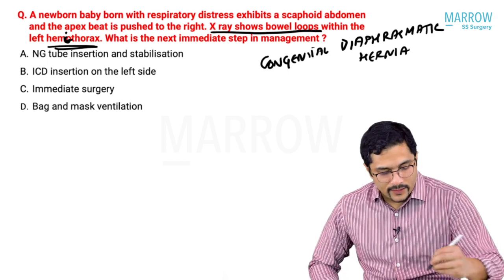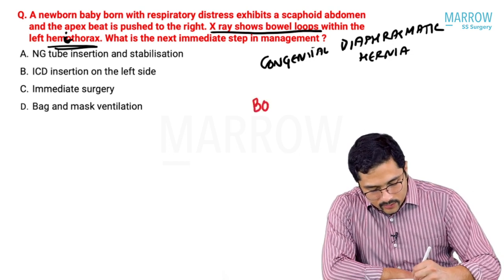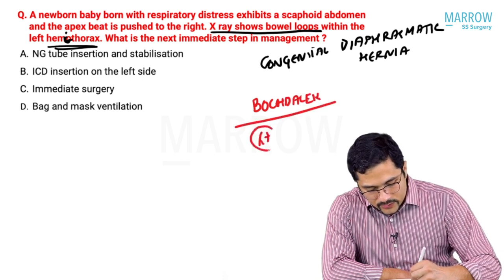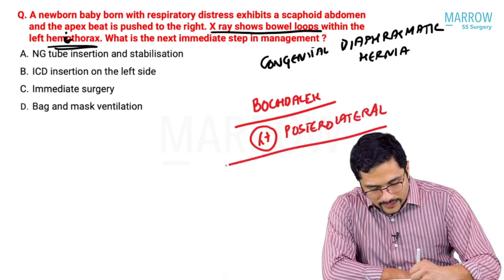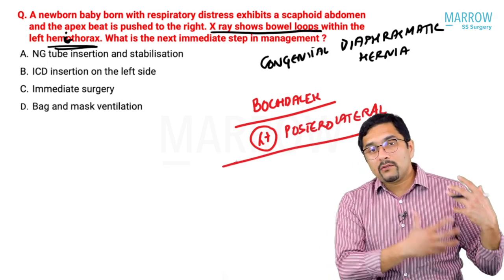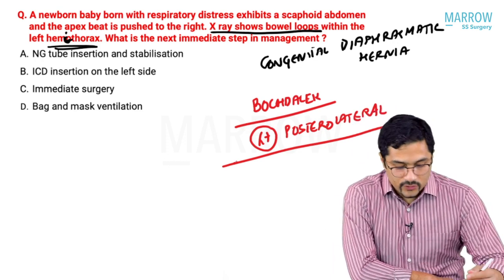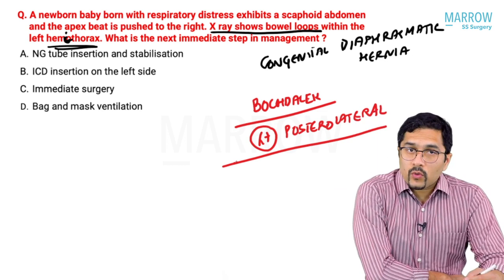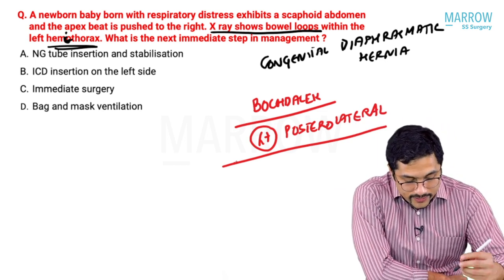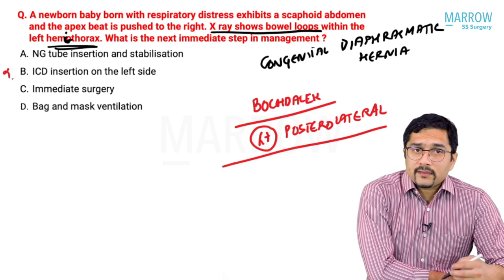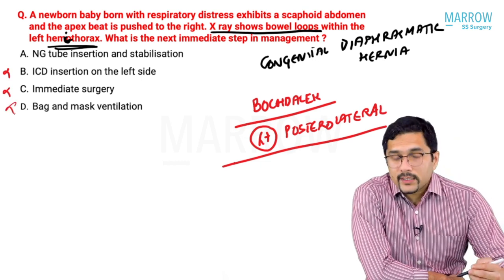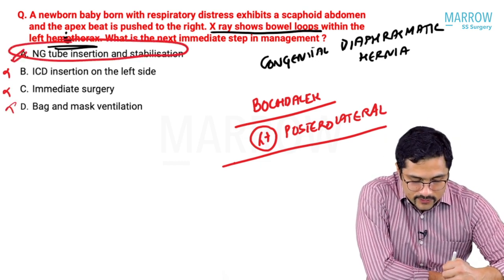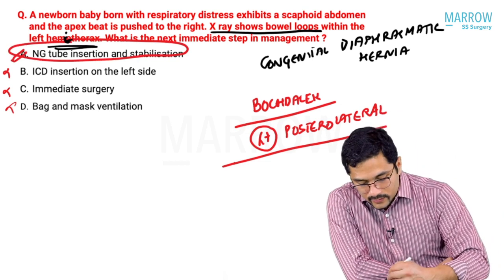And you know in congenital diaphragmatic hernia, the most common one is Bochdalek. Bochdalek is left posterolateral, right? That is why there are bowel loops in the left hemithorax. The apex beat is shifted to the right. In such a patient, you know that bag and mask ventilation is contraindicated. An ICD should not be inserted, you can injure the bowel. Immediate surgery you will not do, you will first stabilize the patient. Bag and mask is not done. So, we do a nasogastric tube insertion and we stabilize the patient first.